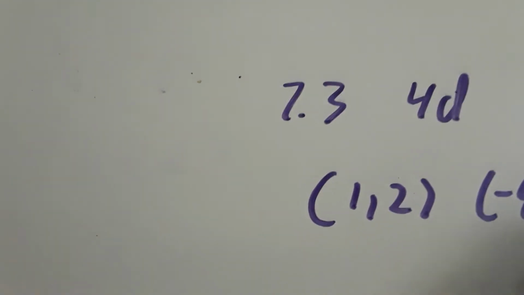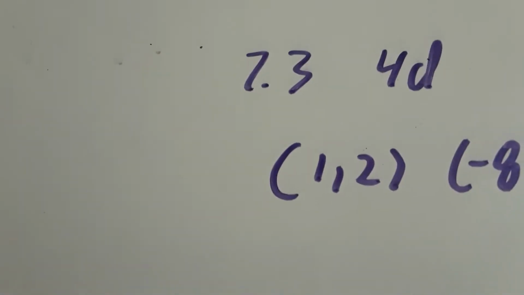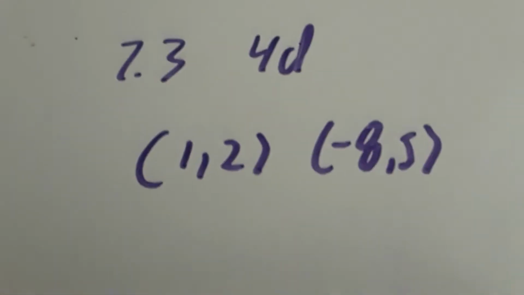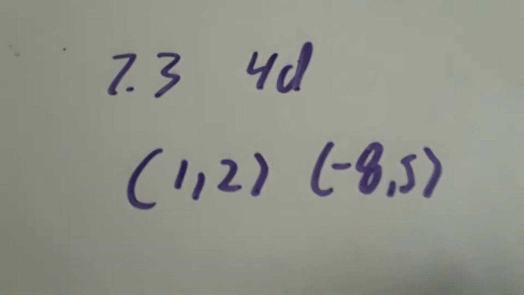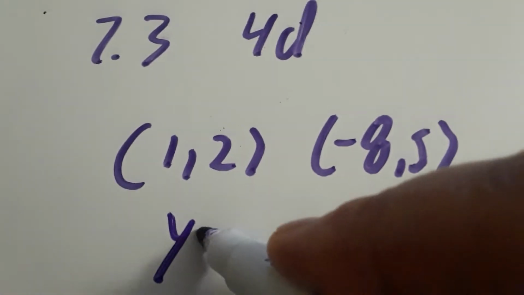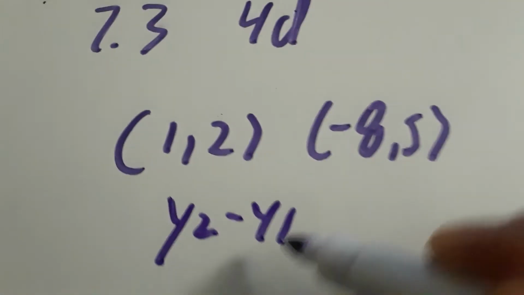And what they ask us to do is to use slope point form to determine an equation of a line through these 2 points. Before we can do that, though, we have to find the slope between these 2 points. So let's go ahead and write down the slope formula.